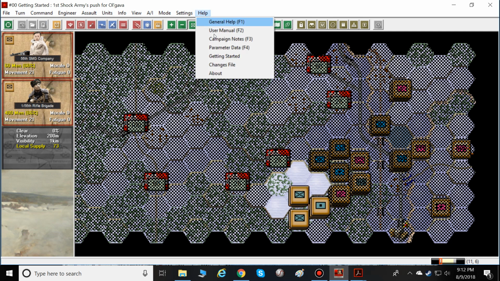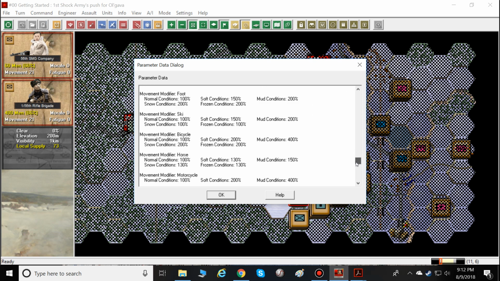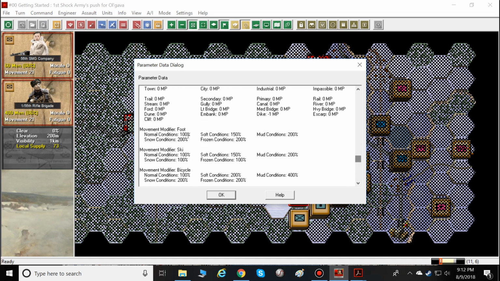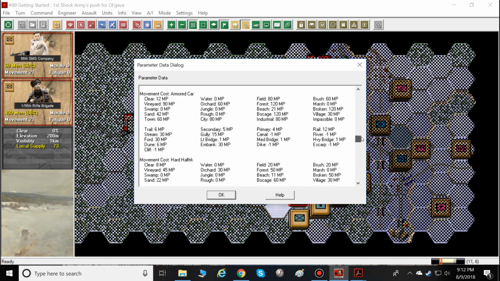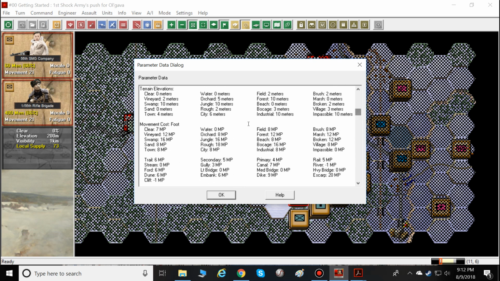Of course, if you're not familiar with that, you can go into your parameter data and scroll down till we find our movement modifiers here. Here's a foot unit. Frozen conditions 200%. So it's going to cost us twice as much to normally move. If we look at how much it's normally going to cost us to move, we're going to scroll up and look at our foot units. So clear hex 7. To go into a forest is going to be 12.